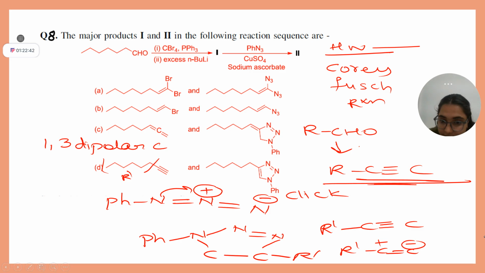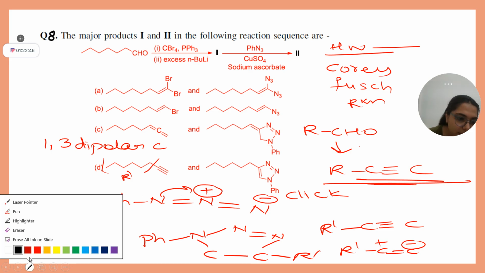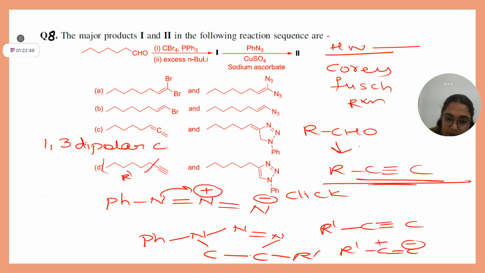But one mistake we have done: since it was an alkyne, it will be having a double bond. Where? Here. Right? There are two types of 1,3 dipole, ma'am. One is having a triple bond and one is having a double bond. It can be a triple bond or your simple double bond olefin. Clear? Okay. This question is clear? Yes, ma'am. Very clear.